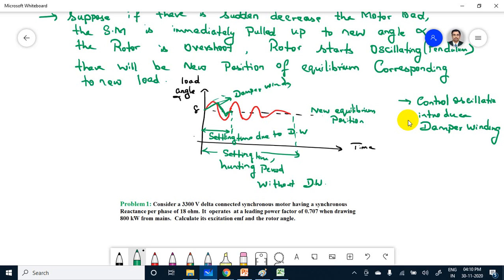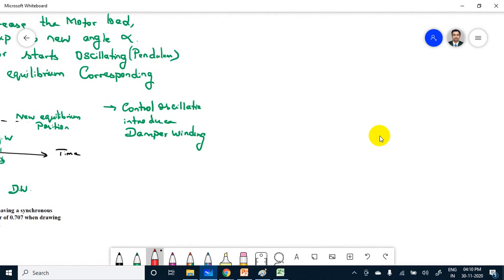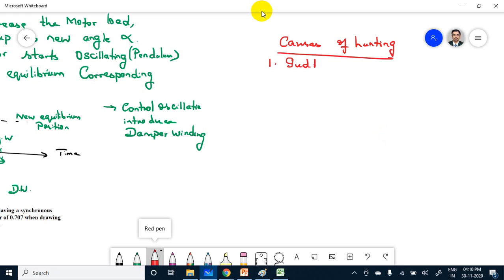So where is damper winding applicable? In the mechanical parts it is applicable. Now, what are the causes of hunting? This is a 2 mark question. Causes of hunting. The hunting will be caused due to sudden change in load. That is the first point.